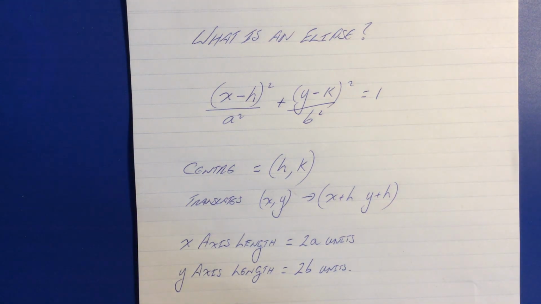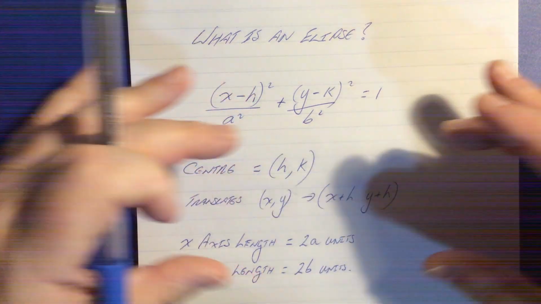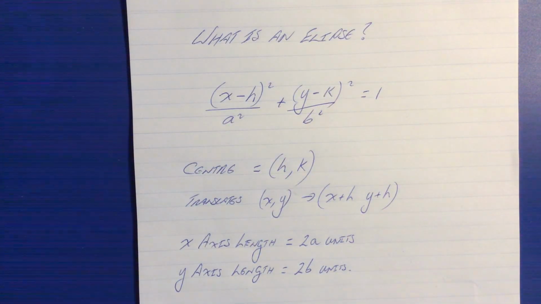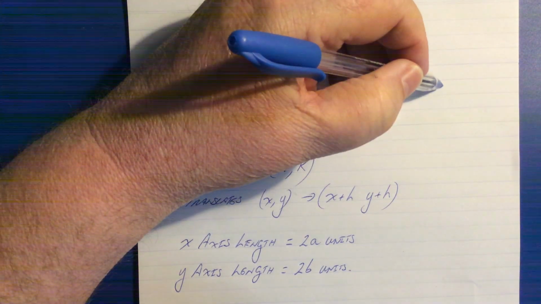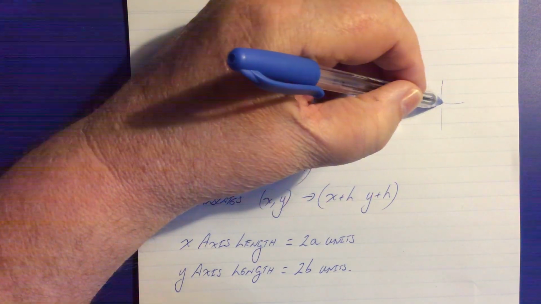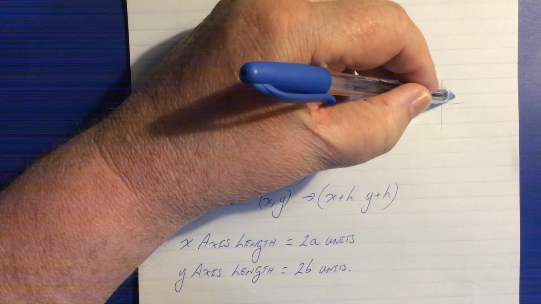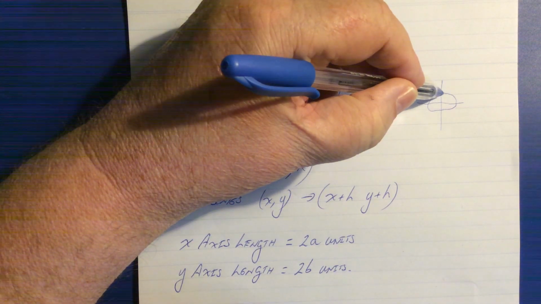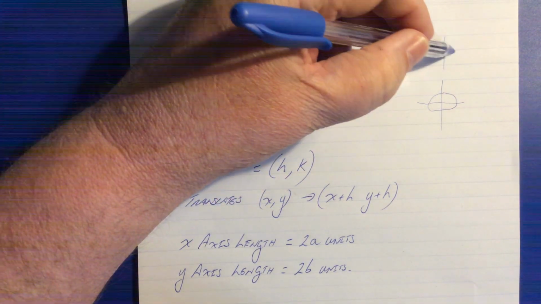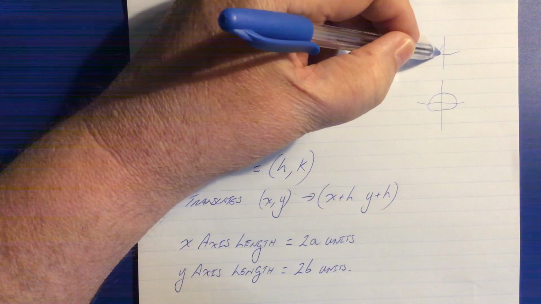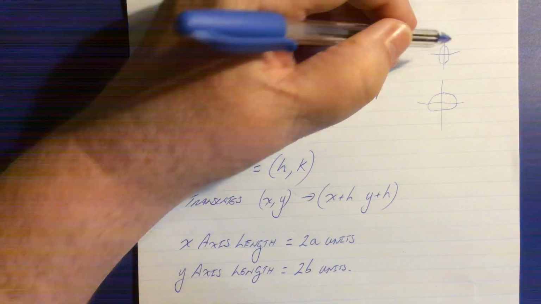What is an ellipse? Well, the short answer is it looks like the graph of a circle that has been squashed, either along the x-axis or along the y-axis. So if I were to draw one here, it would look a bit like that, or possibly a bit like that.